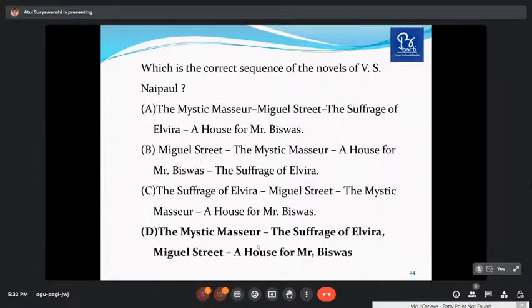Which is the correct sequence of the novels of V.S. Naipaul, Vidyadhar Surajprasad Naipaul?